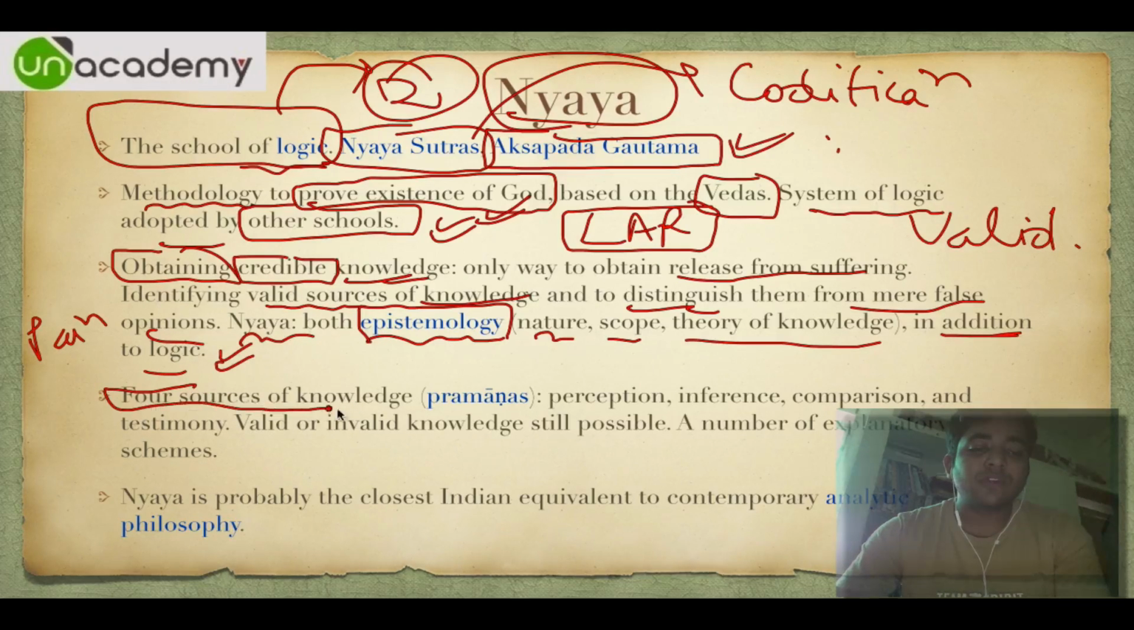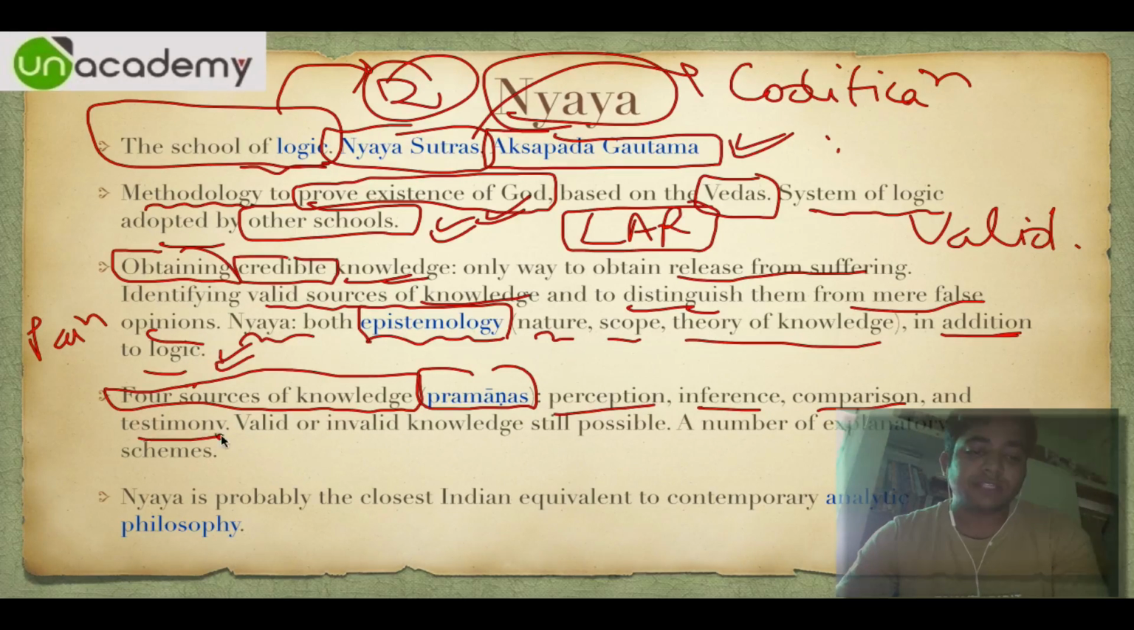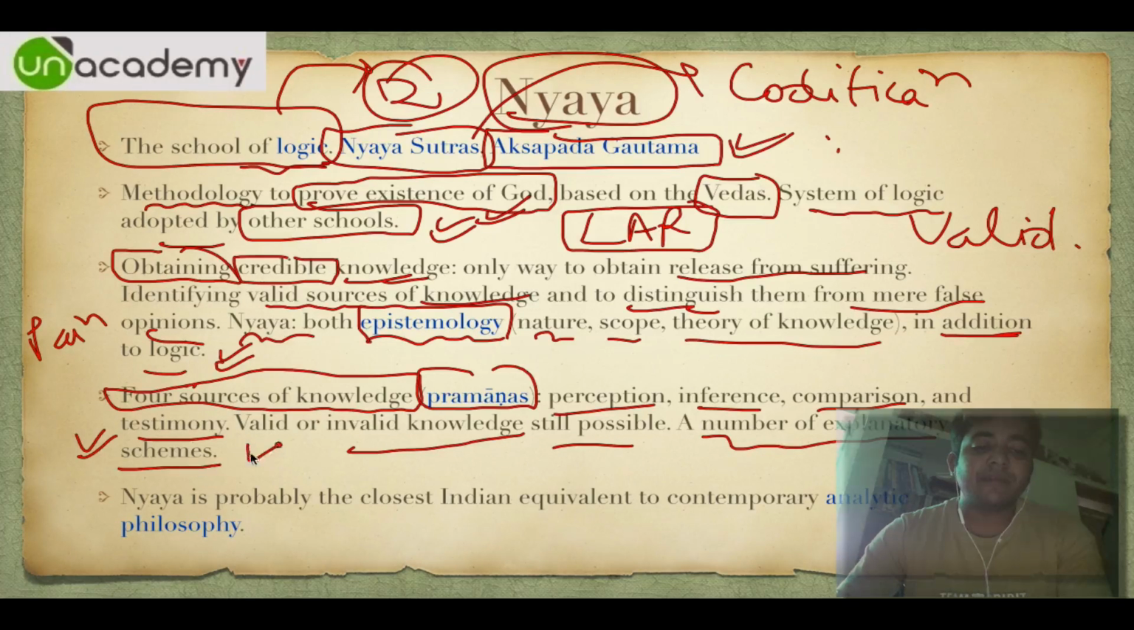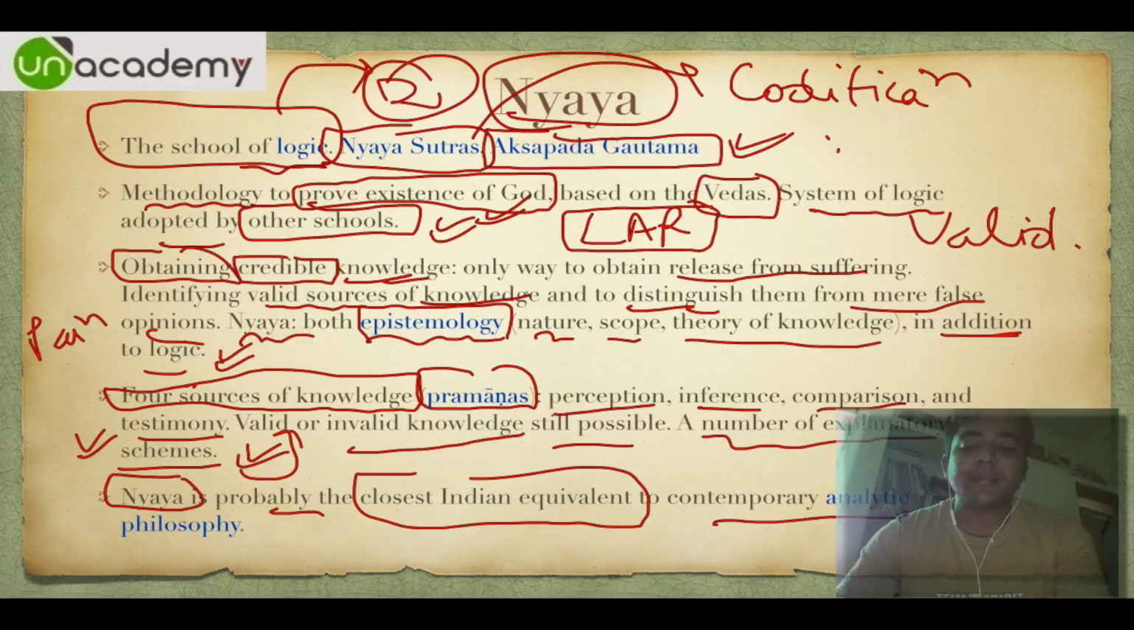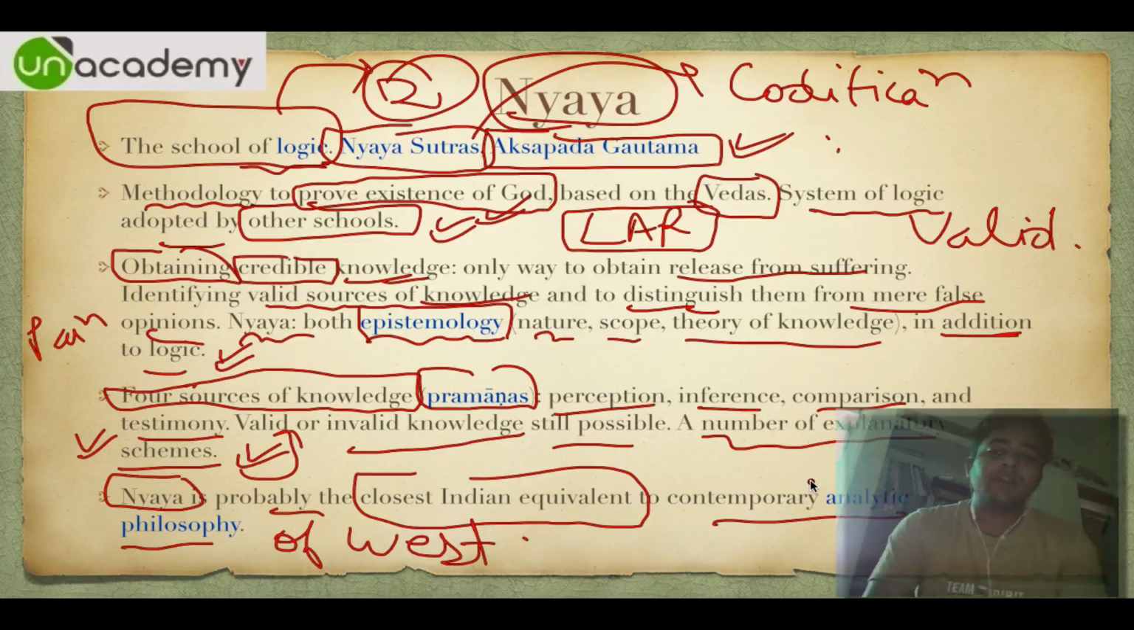The four sources of knowledge according to Nyaya school are pramanas, that is perception, inference, comparison and testimony. So these are the four basic ways by which valid knowledge can be acquired. Even after applying these four, invalid knowledge is still possible, so that has to be deleted, and a number of explanatory schemes have been developed by them to reach valid or credible knowledge. So Nyaya is probably the closest Indian equivalent to contemporary analytic philosophy of the West. So please understand, this is an extremely important school.